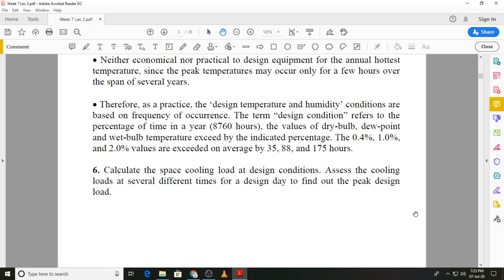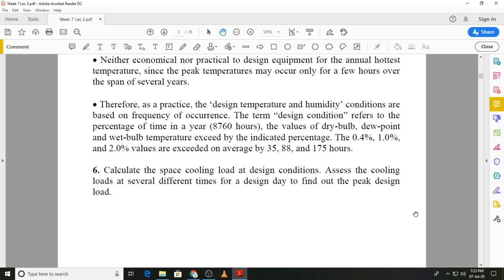And for most of the year, or practically the entire year, it's possible that your plant will actually be running at a much lower load. And when it runs at a very low load compared to the design load, it's also operating at a very low efficiency, so you will be losing money. So instead of just focusing on one particular maximum temperature, the practice is to select the outdoor design temperature based on what is known as the frequency of occurrence.